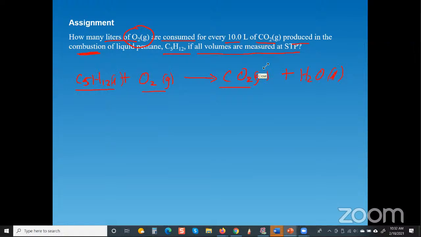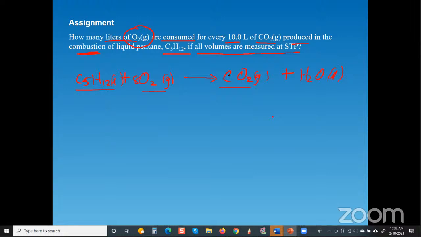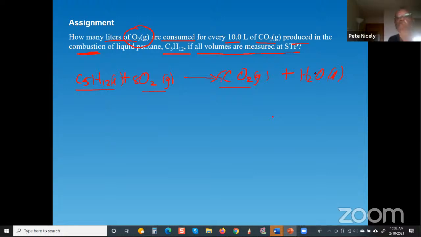To balance it all out, you put an 8 in front of the O2, a 5 in front of the CO2, and a 6 in front of the H2O. Okay, so let me see here. You said an 8 here, and then a 5 in front of CO2, and then a 6 in front of H2O. Okay, that's correct. Very good.